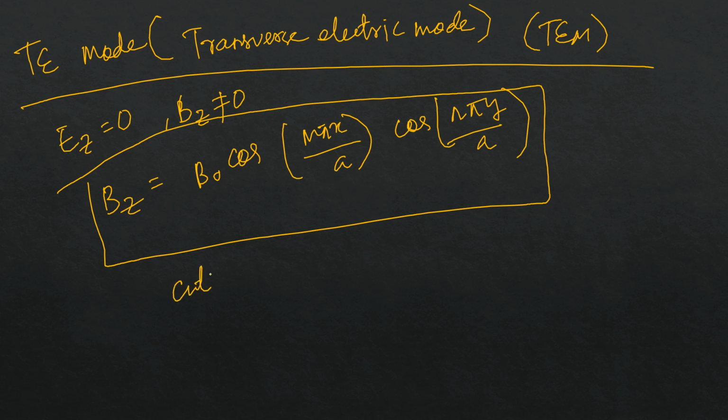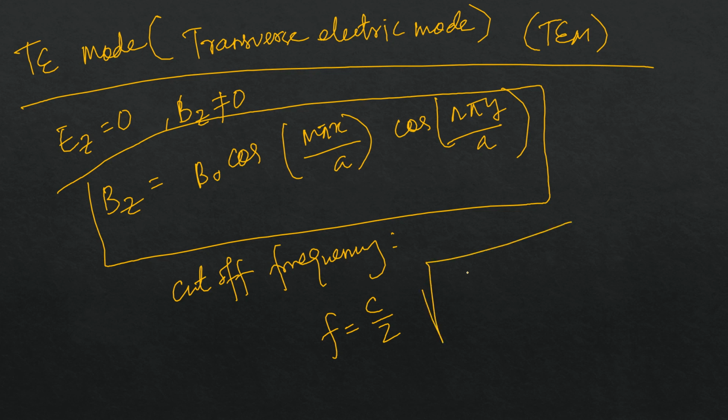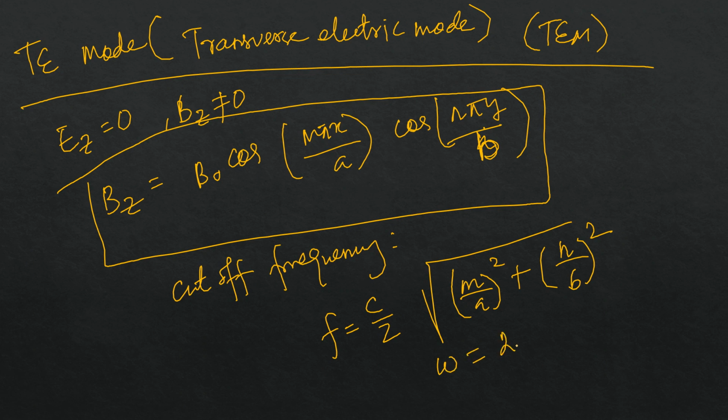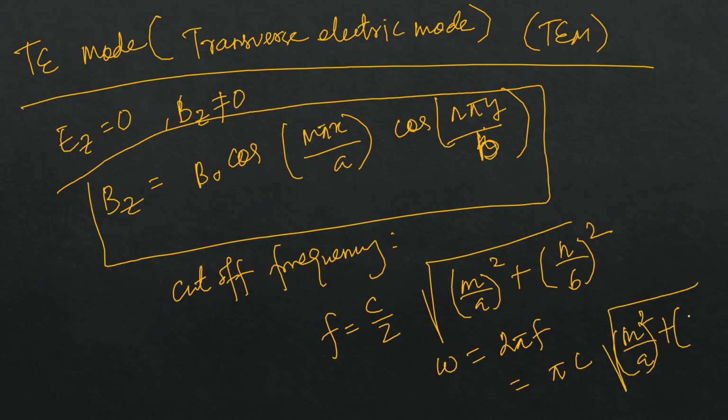Now cutoff frequency is what? Cutoff frequency f is equal to c by 2 root over of m by a whole square plus n by b whole square. Okay, m by a whole square, and n by b whole square. This is the cutoff frequency. We know omega angular frequency is 2 pi f. So you can simply write it as pi c root over of m by a whole square plus n by b whole square.